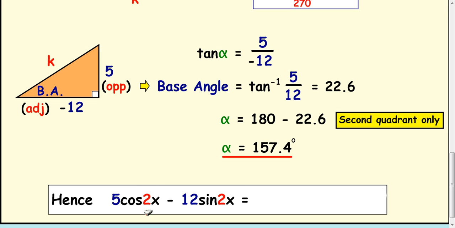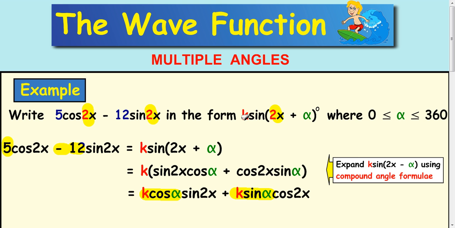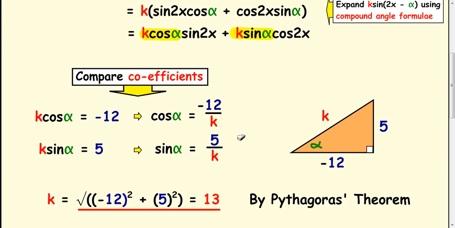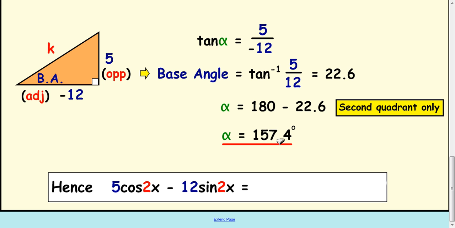We can then rewrite this here in the format above with our k and our alpha. We'll keep the 2x here and a plus and a sin. Everything stays the same. We just replace the k with the 13, and we replace the alpha with the 157.4.